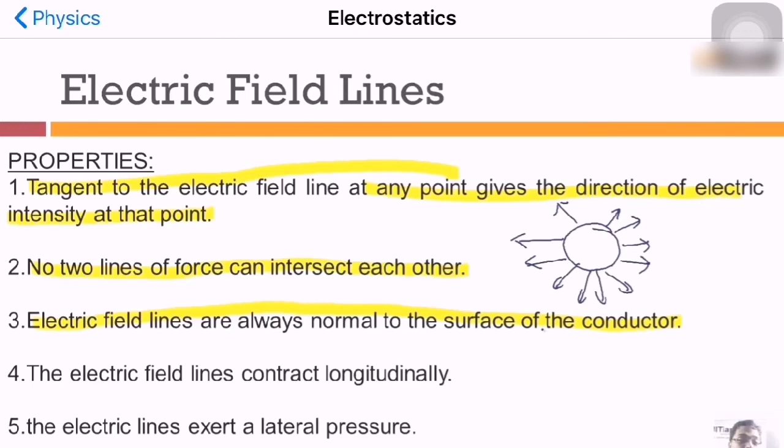The electric field lines contract longitudinally. The electric field lines exert a lateral pressure. They're going to be exerting a pressure in the outward direction. So these are the properties of the electric field lines.